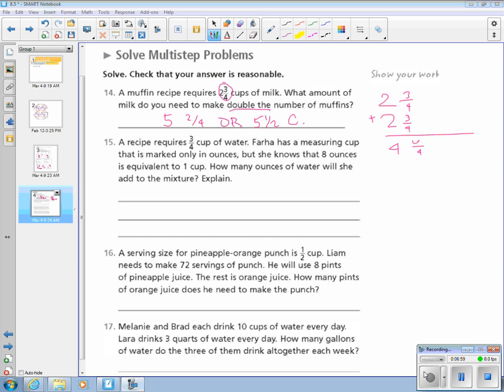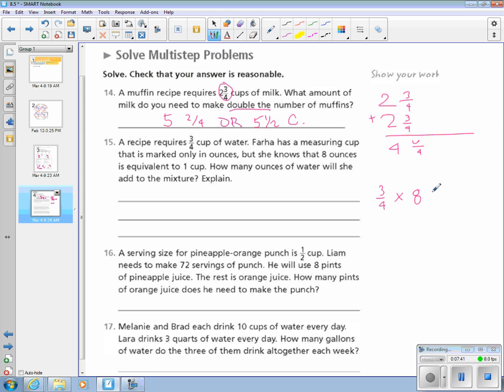A recipe requires 3/4 cups of water. Flora has a measuring cup that is marked only in ounces, but she knows that 8 ounces is equivalent to 1 cup. How many ounces of water will she add to the mixture? Explain. So, what we're going to do is, we have 3/4 cups of water that she needs, and we're going to take 3/4 and multiply it by 8, because I know that it doesn't say but we need 3/4 of 8 ounces. 3/4 cups of 8 ounces.